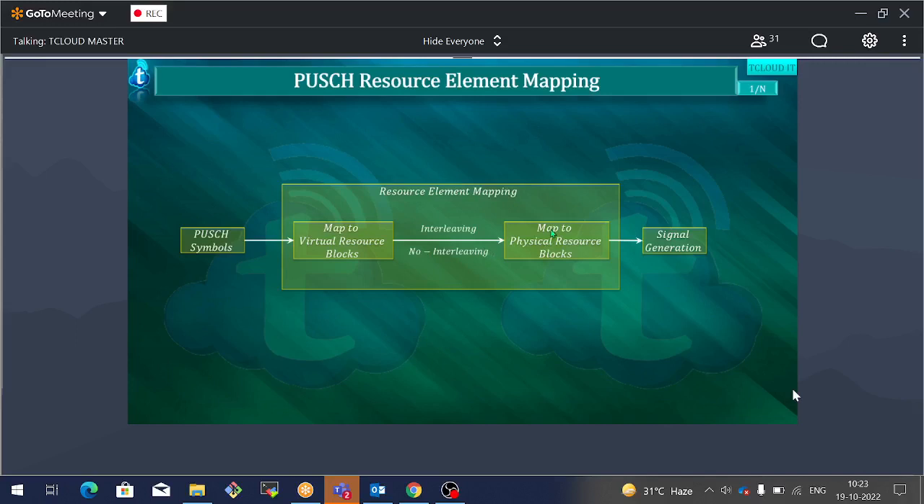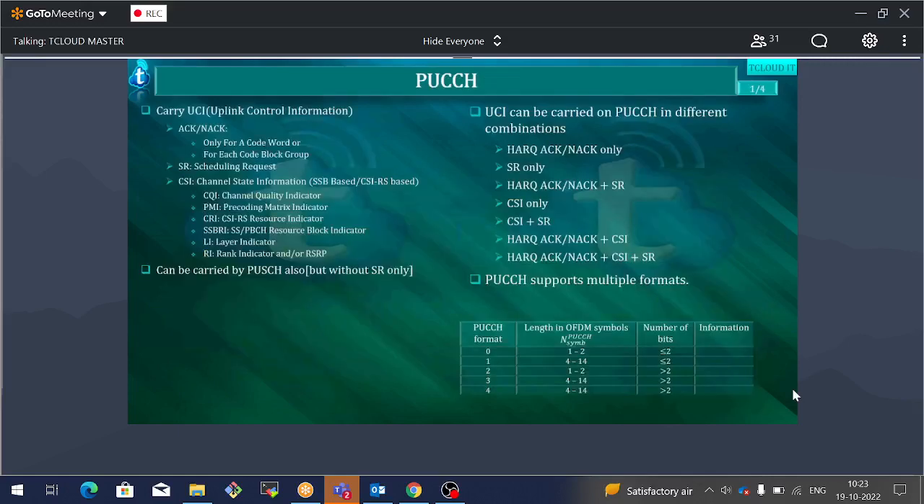If there is no interleaving, direct it is. If it is interleaving, then you have to identify exactly in which resource blocks you have to transmit the symbols that you have converted into virtual resource blocks, virtual RBs. You'll be placing them onto different physical resource blocks and then generate the signal. Okay. So that is all we have for PUSCH.